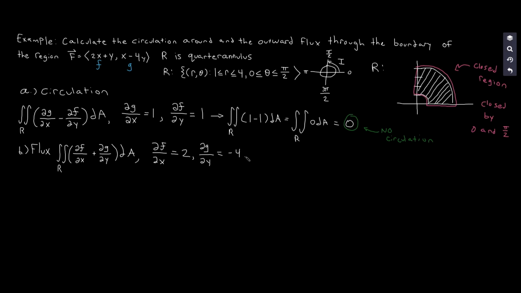So we can set this up, keeping that in mind. Two plus -4. Well, the answer to that is -2. So -2 gets factored out of the double integral over region R, and this is going to be the area of the region.